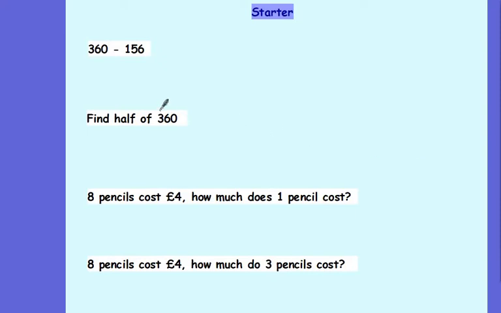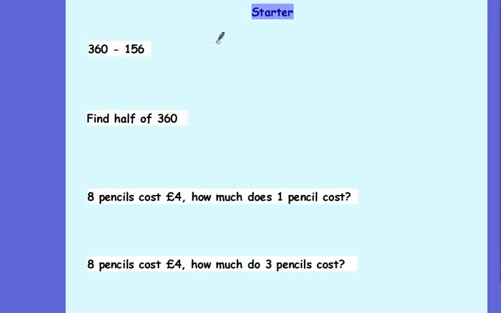Can you find 360 take away 156? Can you then find half of 360? If 8 pencils cost £4, how much does 1 pencil cost? And if 8 pencils cost £4, how much do 3 pencils cost? Please pause the video and have a go at those questions in your light blue books now.